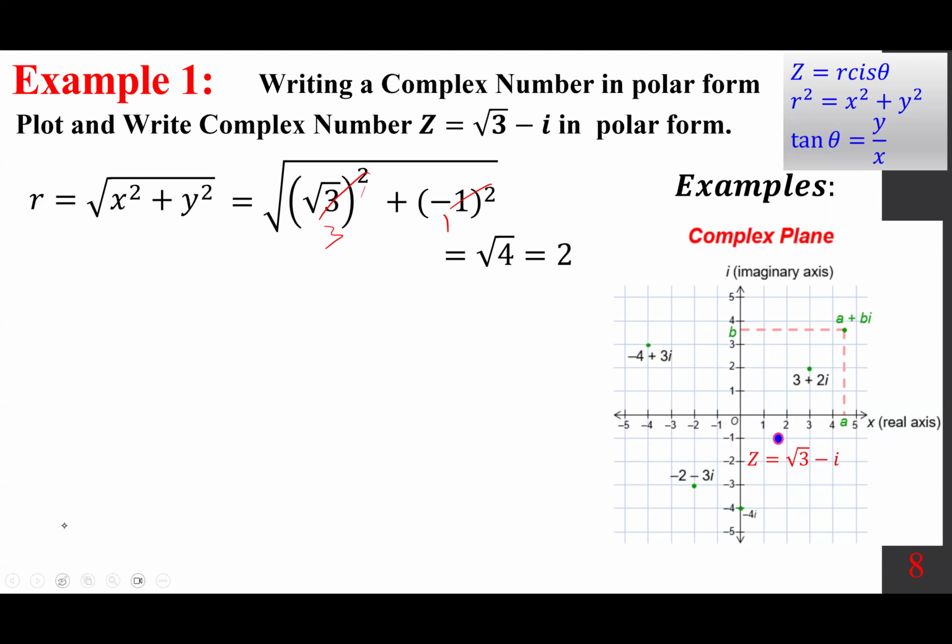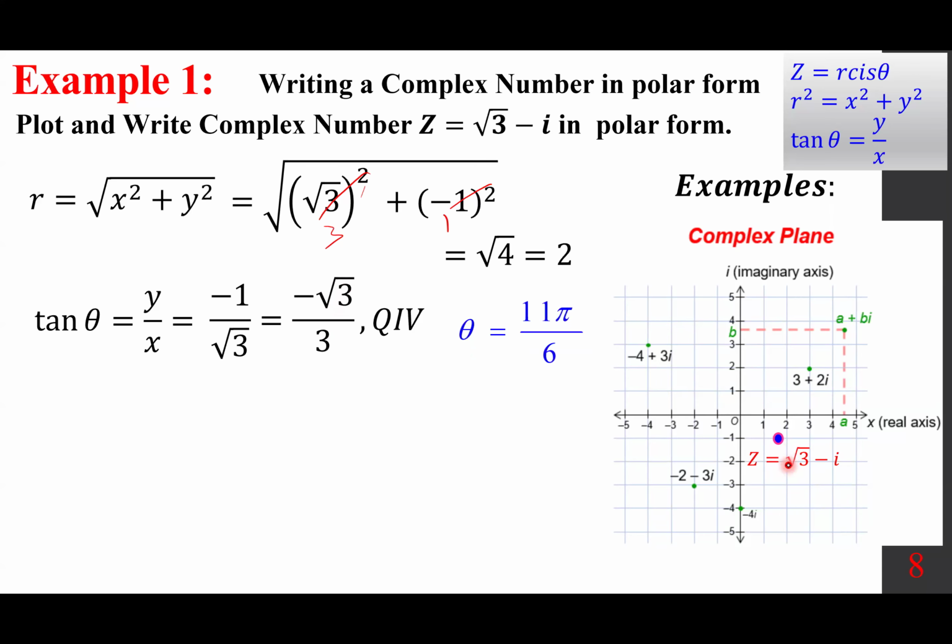Tan theta is y over x. So y is negative 1, and x is square root of 3. And it is important to pay attention to the quadrant, which is the fourth quadrant clearly. Never mind the negative. Square root of 3 over 3 gives you pi over 6. Therefore, this is minus pi over 6, or 11 pi over 6. So if tangent is square root of 3 over 3, the angle is pi over 6.